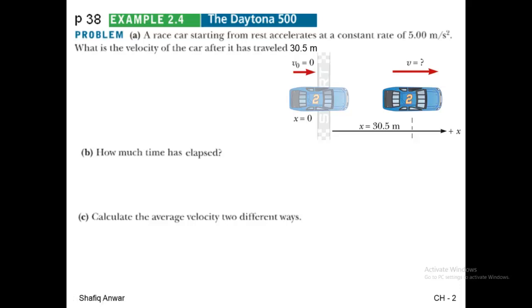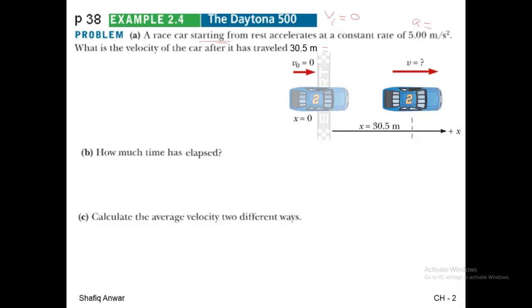Now, a race car starting from rest. It's clear, initial velocity is 0 when starting from rest. If an object ends at rest, the final velocity will be 0. In this case, initial is 0, at a constant rate of 5 meter per second square. So this is your acceleration. What is the velocity of the car after it has traveled 30.5 meter displacement?